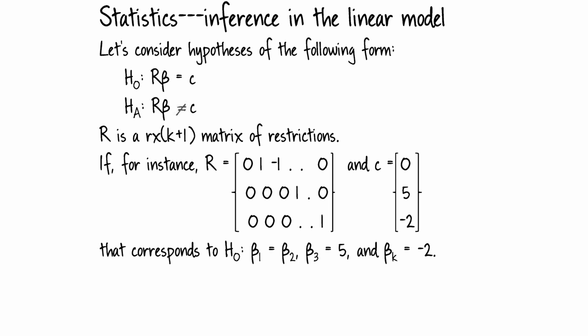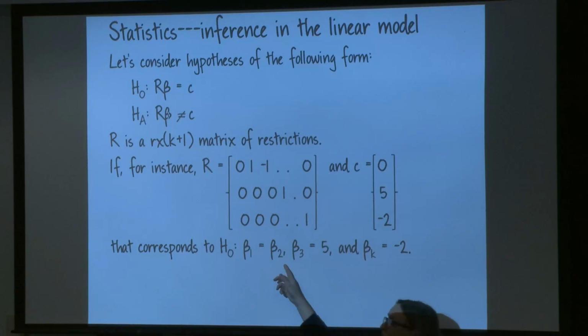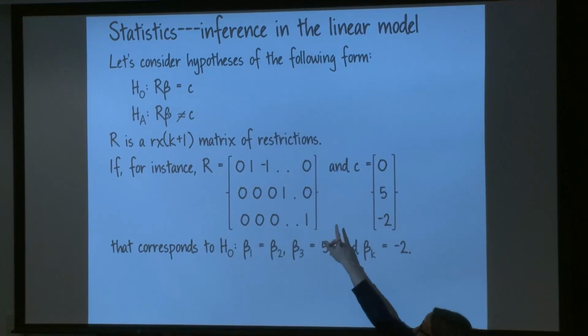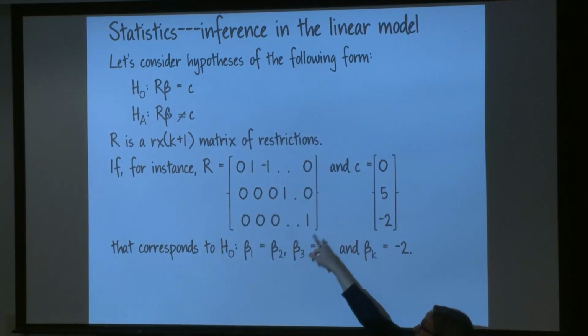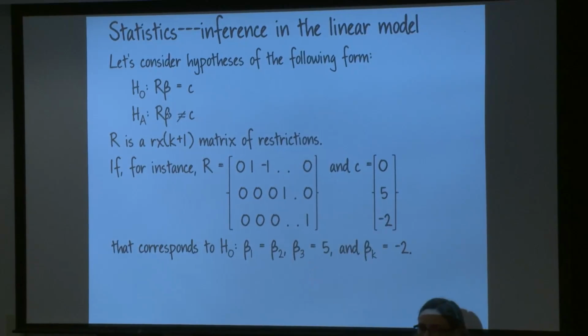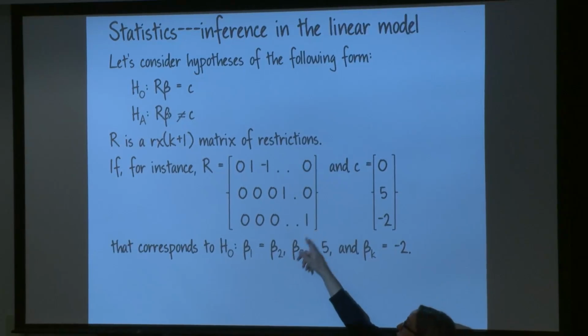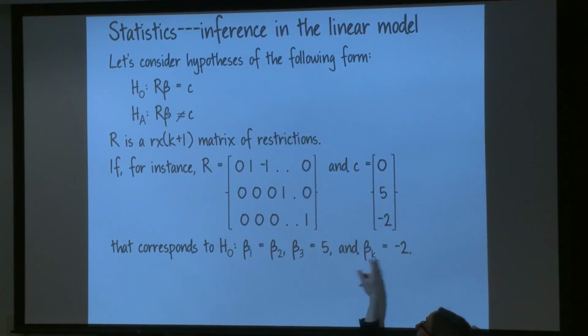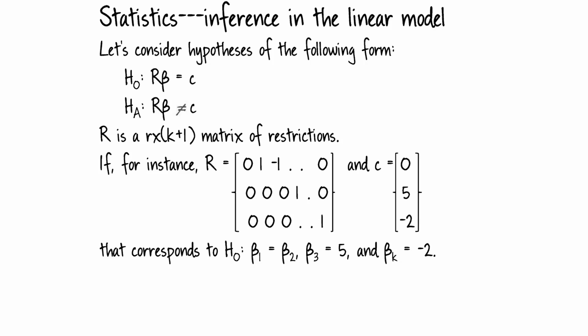Well, here, the first row gives us the hypothesis that beta 1 minus beta 2 is equal to 0. So I could just write that as beta 1 is equal to beta 2, right? The second row corresponds to beta 3. This is beta 3 here, being equal to 5, okay? And the third row corresponds to beta k being equal to -2. Yes? First one, the beta 1 equals beta 2.